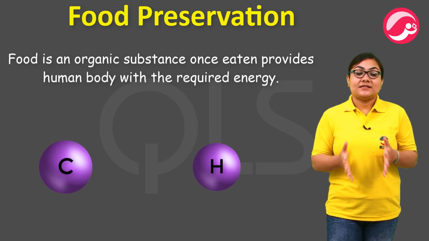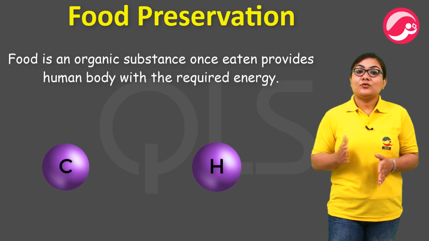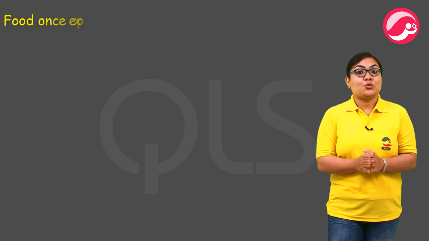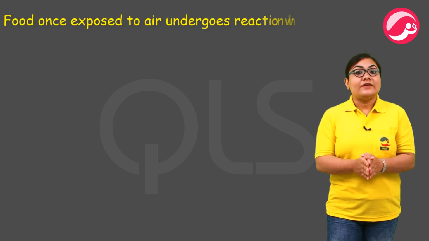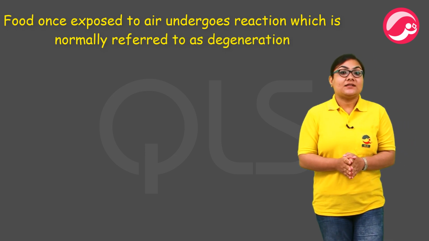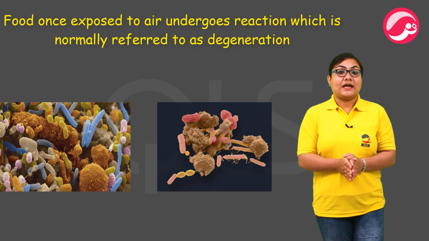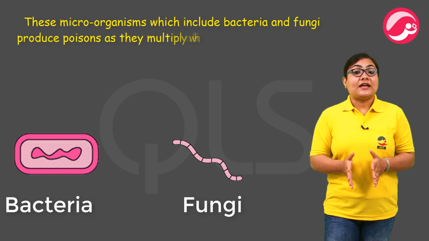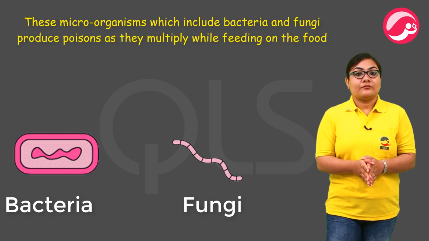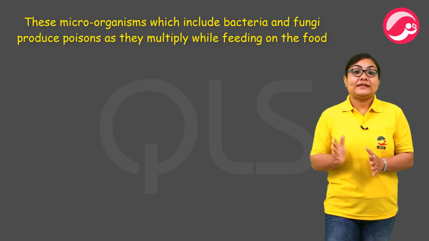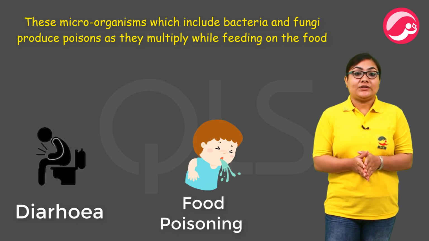हम एक ही खाना, जैसे जो खाना हमने दोपहर में खाया है, हम 2 दिन तक वही खाना तो लगातार खाते नहीं हैं. Food once exposed to air undergoes a reaction which is normally referred to as degeneration. Food provides a perfect breeding site for microorganisms. These microorganisms, which include bacteria and fungi, produce poison as they multiply while feeding on the food. This contaminated food, if consumed, can lead to fatal cases of diarrhea as well as food poisoning.